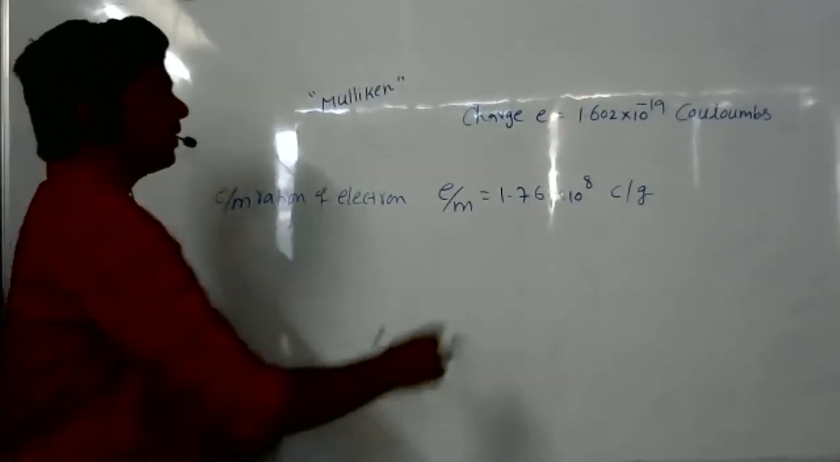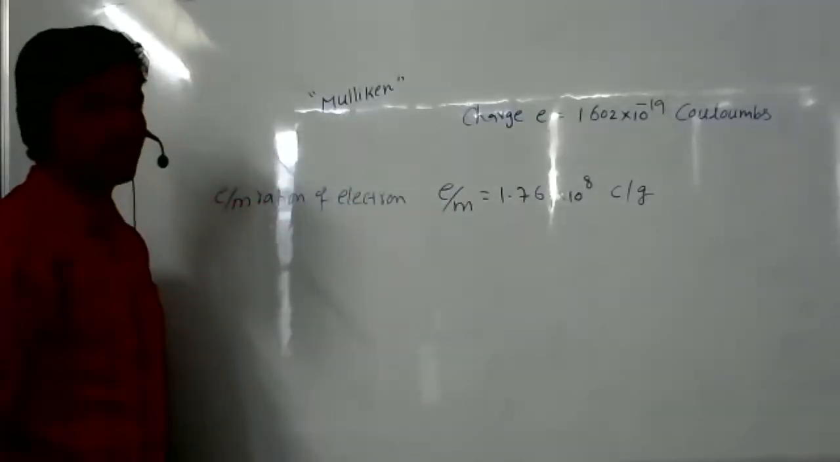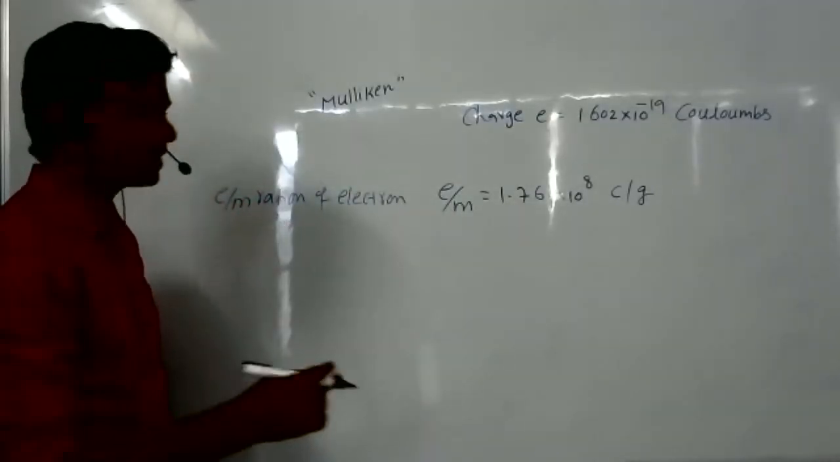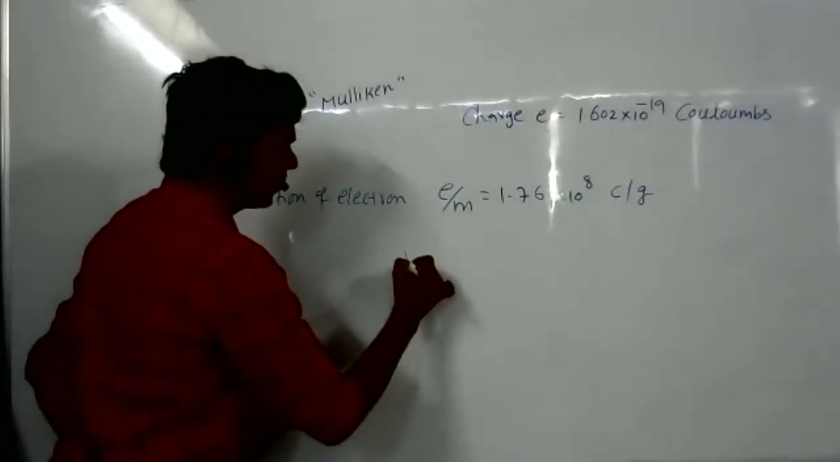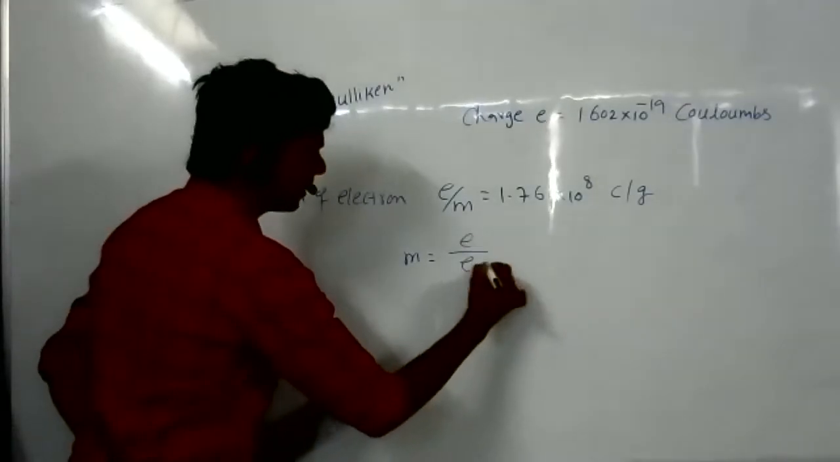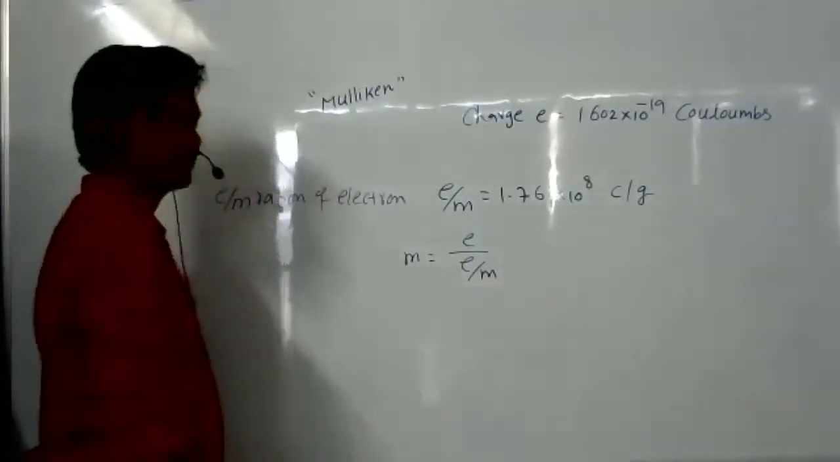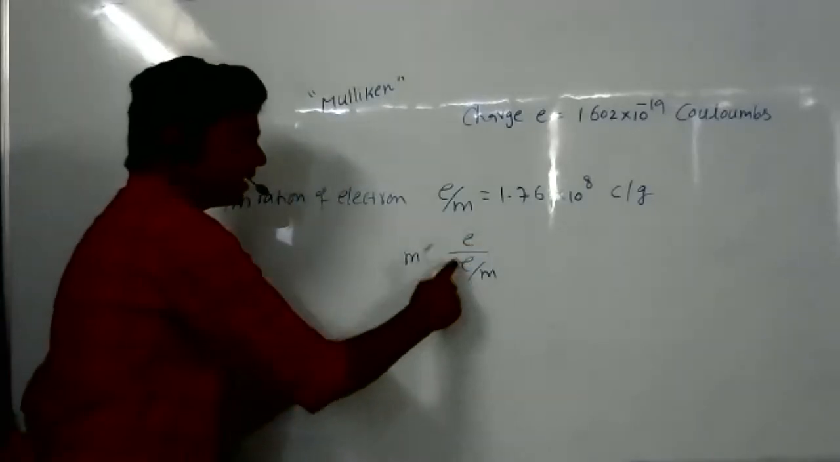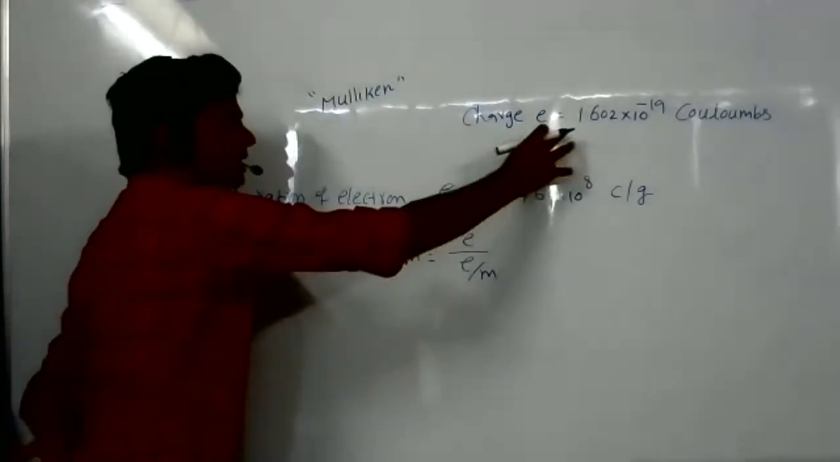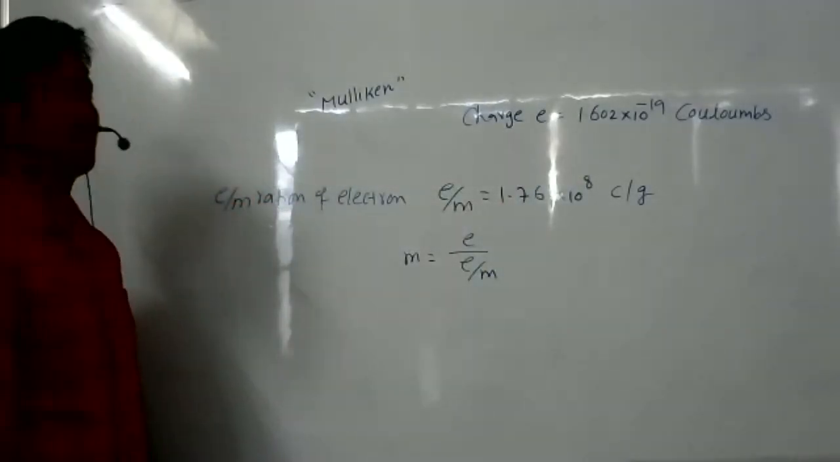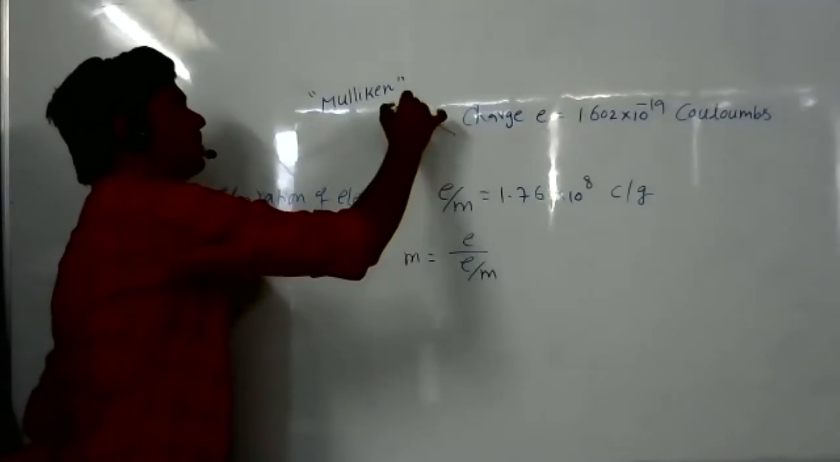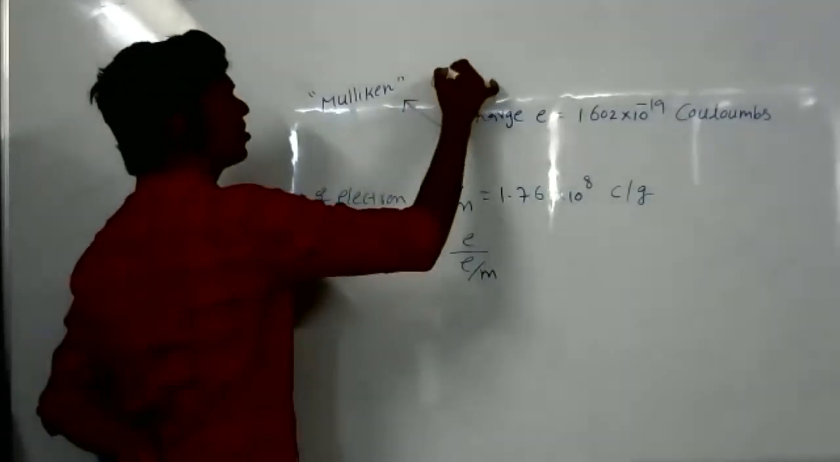Now we have the e value and the e/m value. Now we can calculate m. See, m is equal to e divided by e/m. We have the charge of the electron, 1.602 × 10^-19, which was calculated by Millikan with the help of the oil drop experiment.